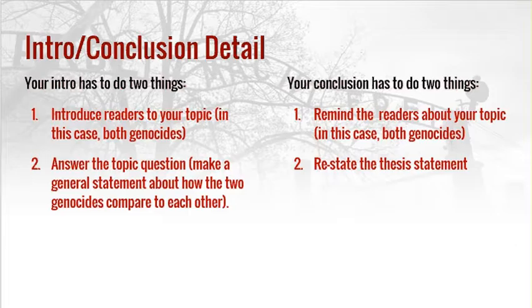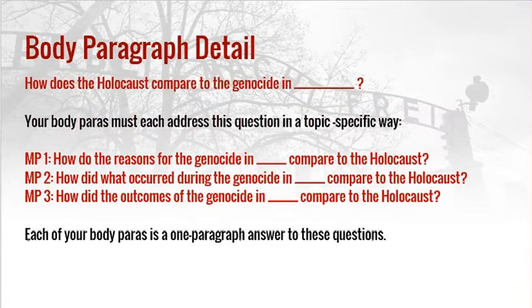Now let's talk about body paragraph detail. A good way to think of your body paragraphs is that each of your body paragraphs is a 1-paragraph answer to your topic question, but it's done in a topic-specific way. So remember that our topic question is, how does the Holocaust compare to the genocide in wherever? Again, I'll just use Rwanda because that's what we've been talking about. So each of the body paragraphs actually has to answer this question in about 6 or 8 sentences, but they do it in their topic-specific way.